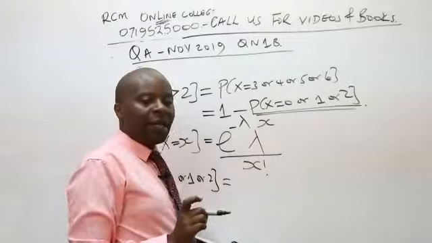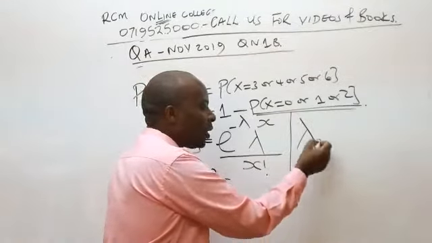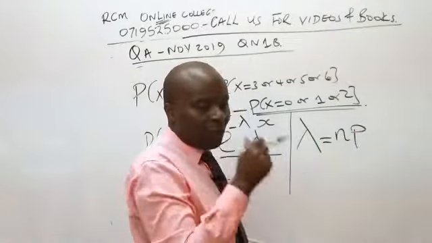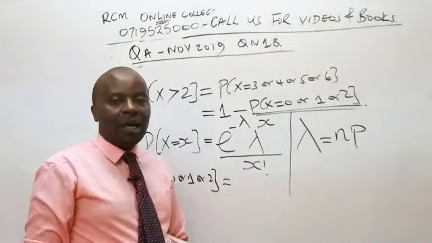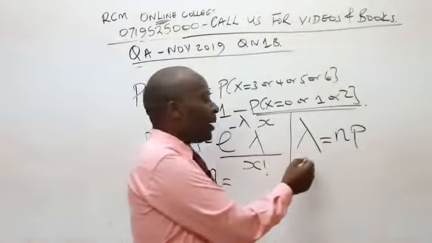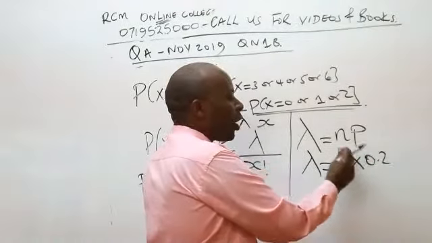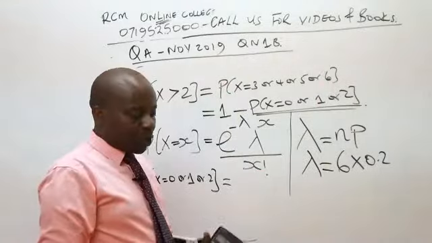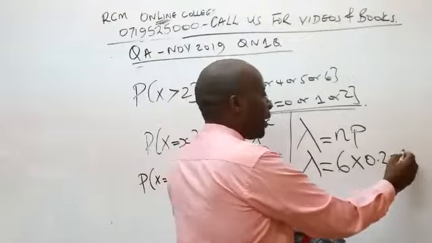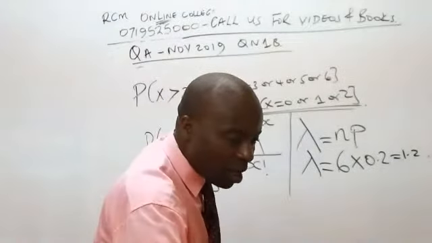Remember that lambda is the mean. In this question, they never gave us the mean. Remember, in our normal class, we said whenever the mean is not given, to get lambda, we normally talk of np. So my lambda here will be equal to n, which is 6, times this probability. If you recall, our p was 0.2. So 6 times 0.2 gives us 1.2. This gives us 1.2.